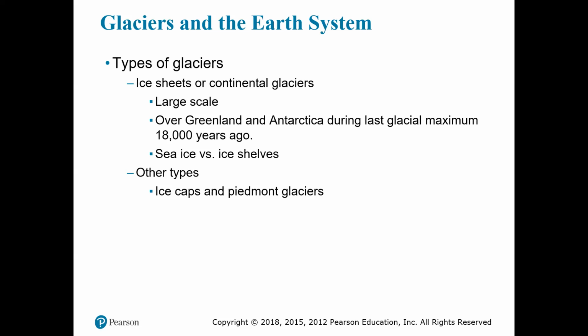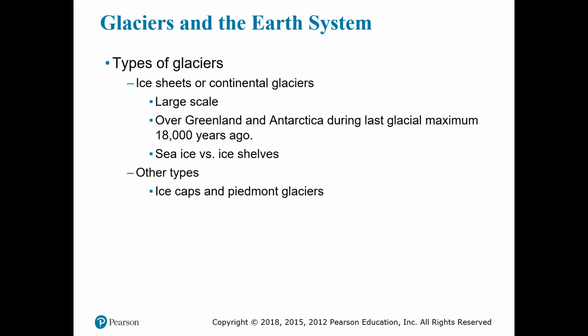Now we'll turn our focus to ice sheets or continental glaciers. Ice sheets are much larger than the valley glaciers. They flow out in all directions from one or more snow accumulation centers and then pretty much completely obscure all but the highest areas of the terrain.